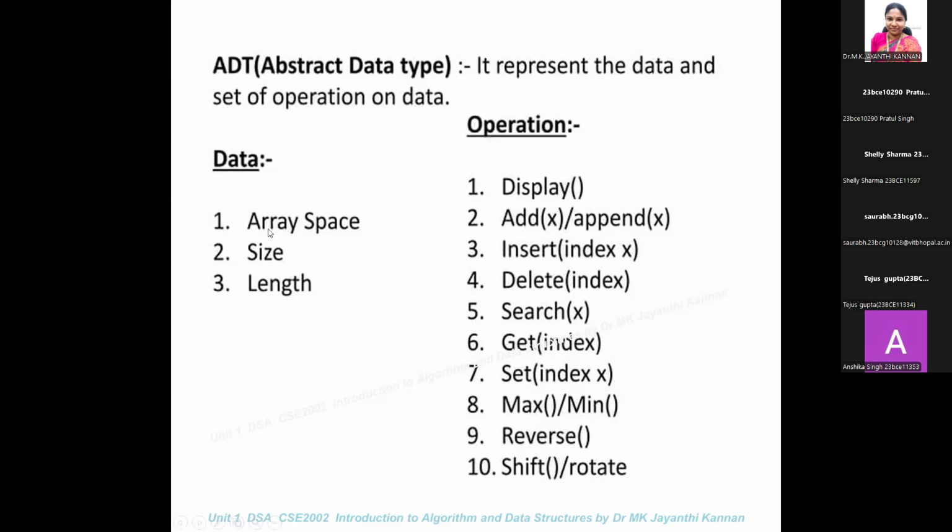So these are the declaration part, and these are the functions associated with the data. So both data and operation together is called abstract data type.